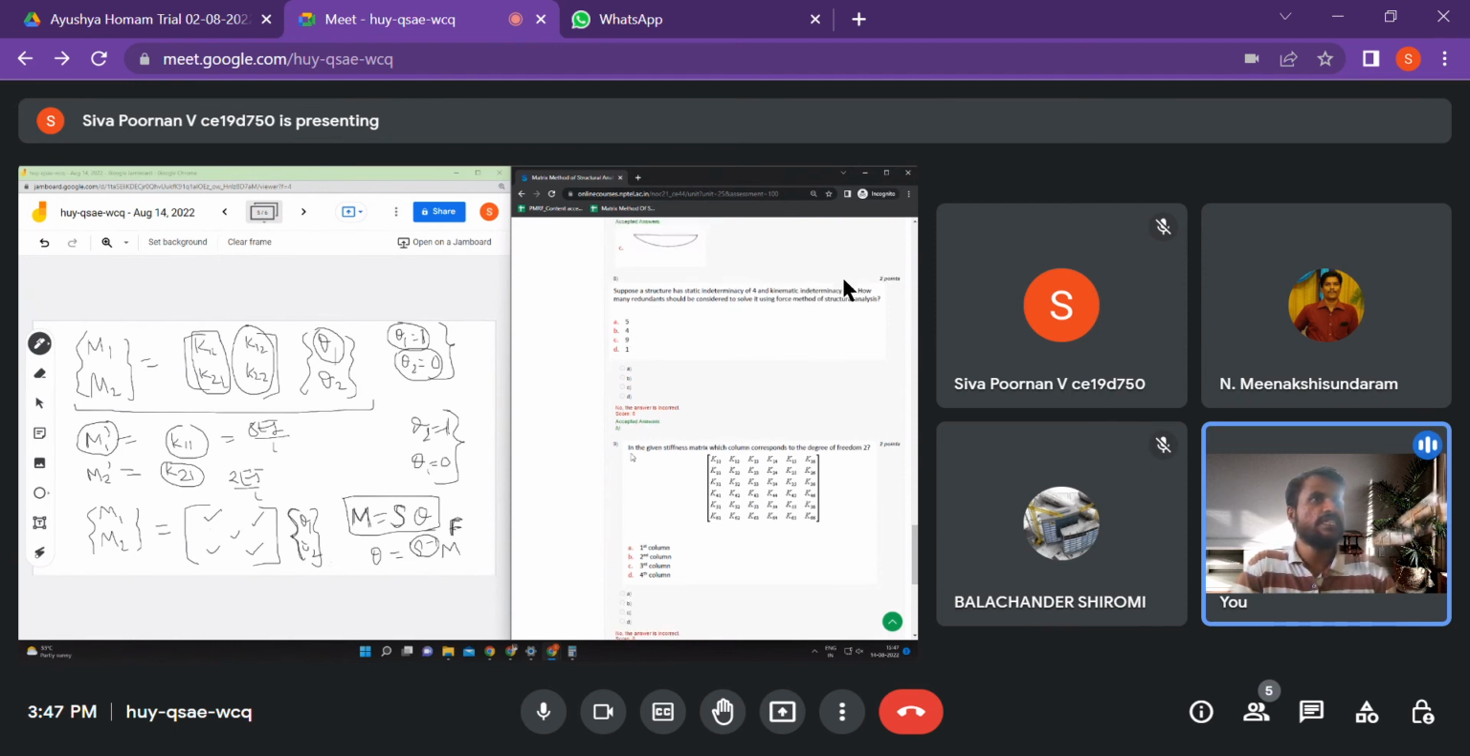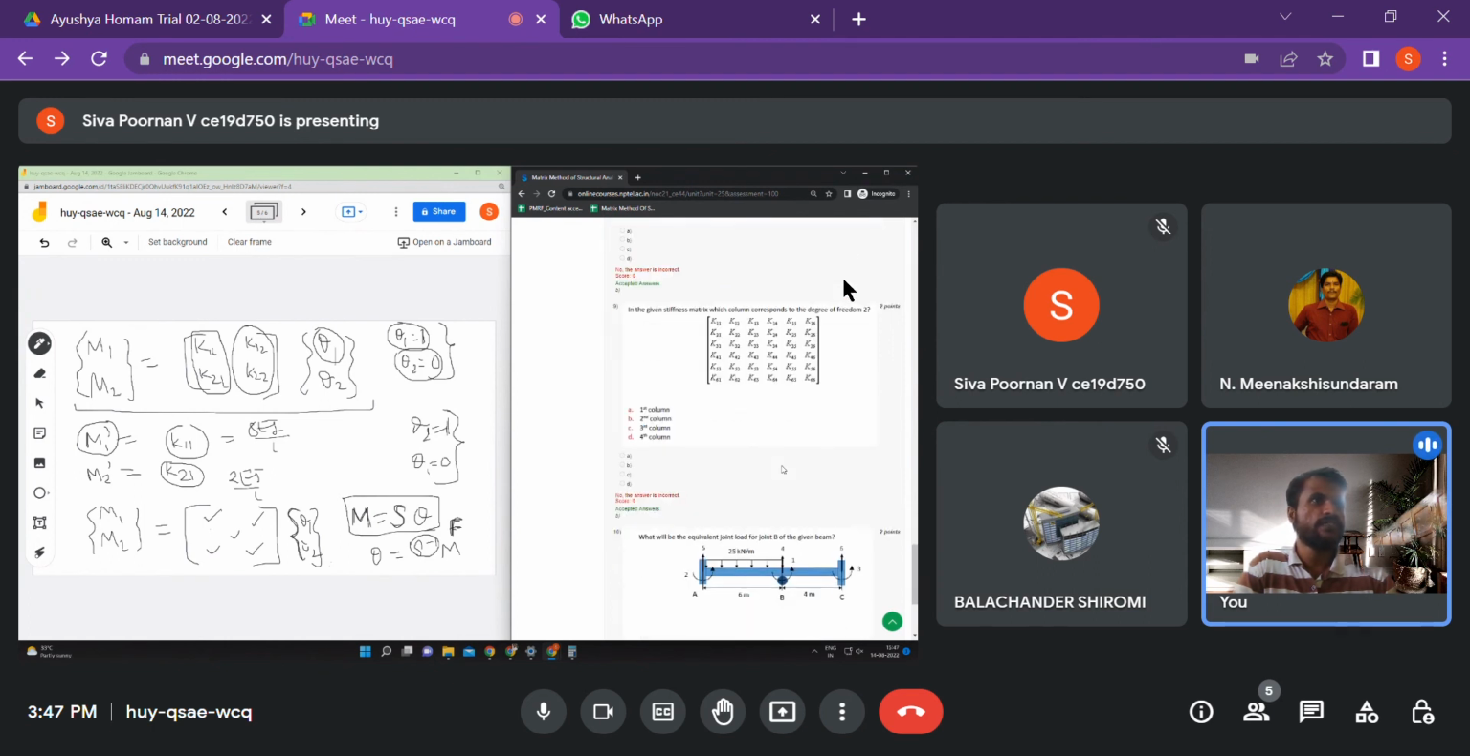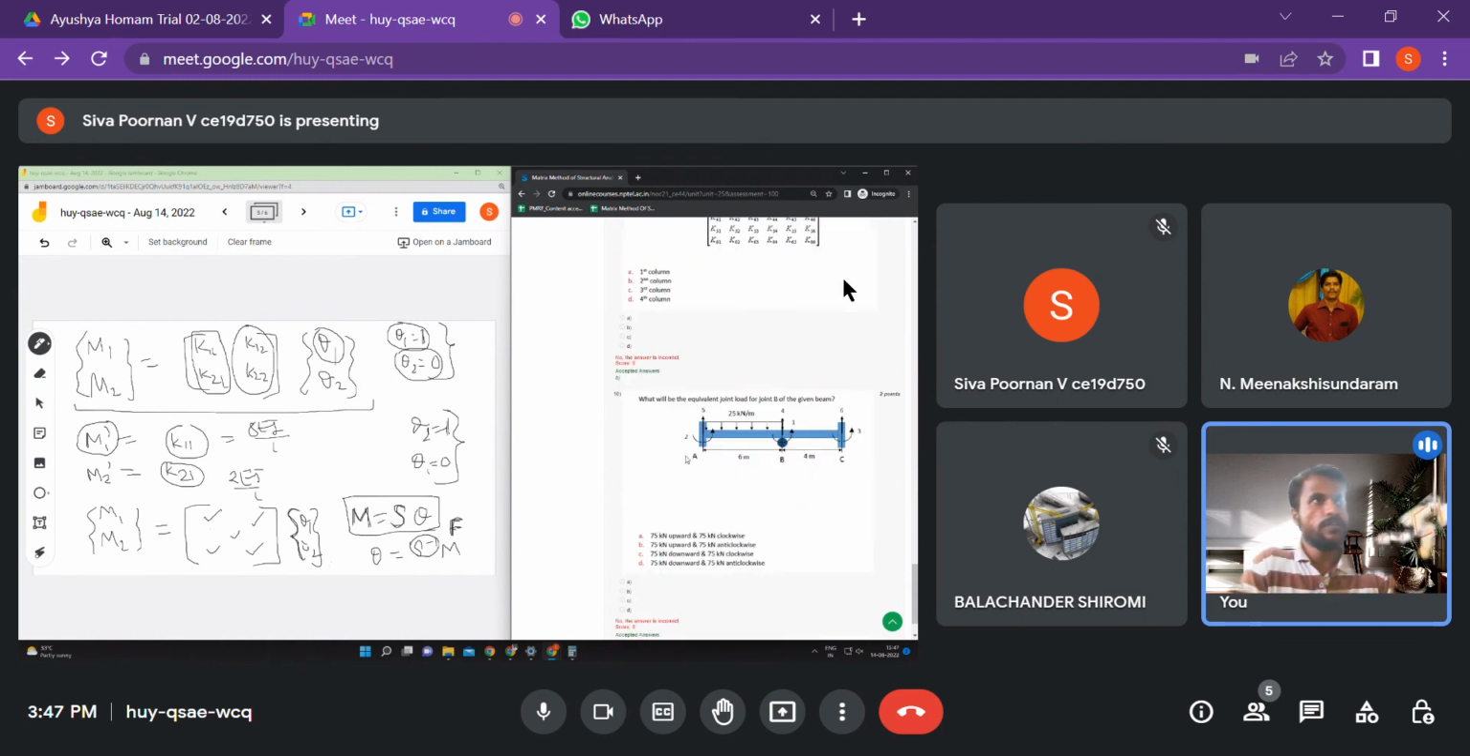Next question is, in the given structure stiffness matrix, which column corresponds to degree of freedom 2? Just now we had discussed it. If we are talking about degree of freedom 2, then we are talking about column 2, right? So it's the second column. Okay. What will be the equivalent joint load for the point B of the given beam? This also we have not discussed, so probably I can discuss that concept before we see this.